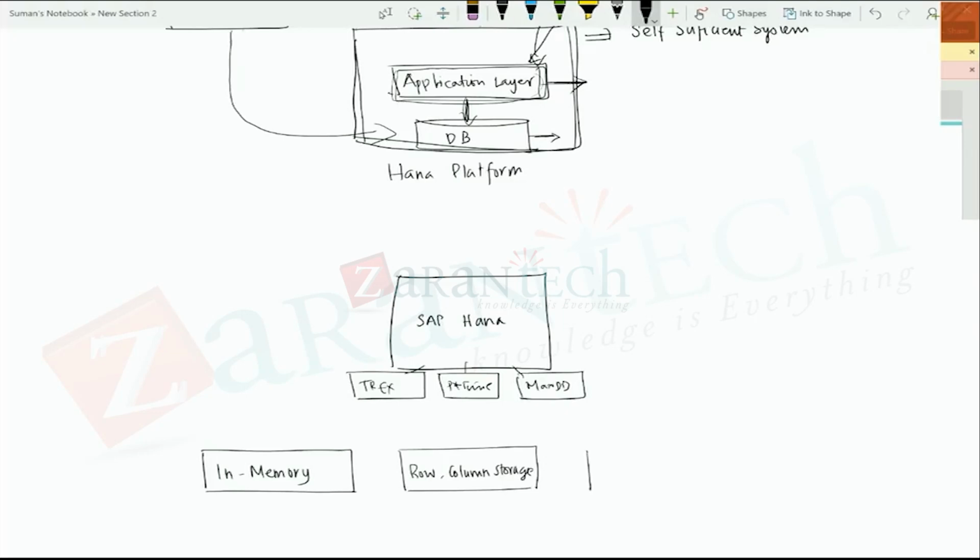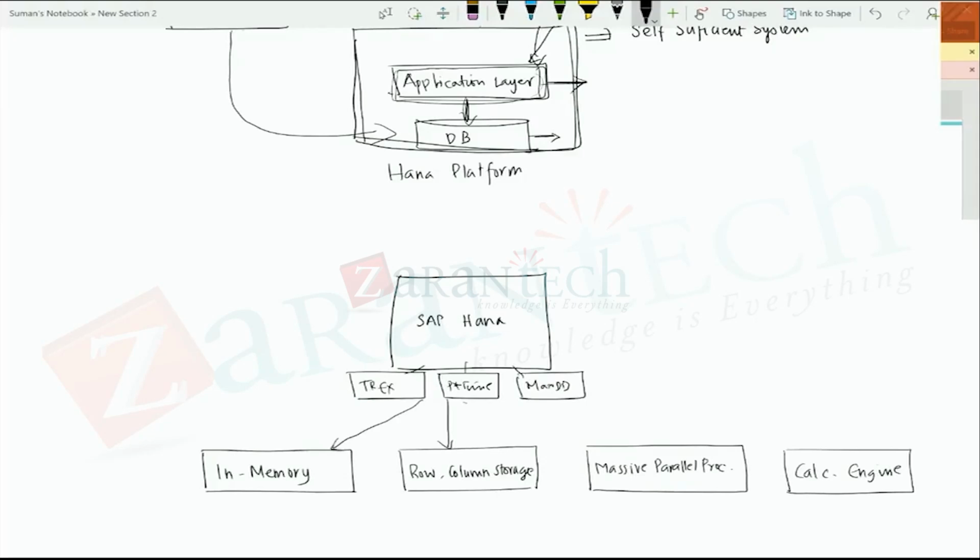Then it also has a massive parallel processing capability. And finally, it has a very powerful calculation engine inside the system. So when you talk about SAP HANA in a little more technical detail, these are the 4 factors that make SAP HANA a very prominent player in the market.